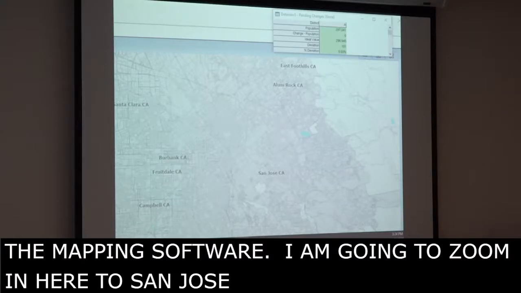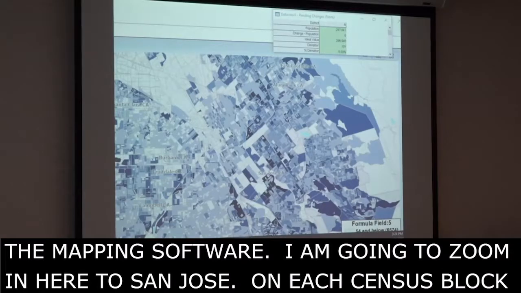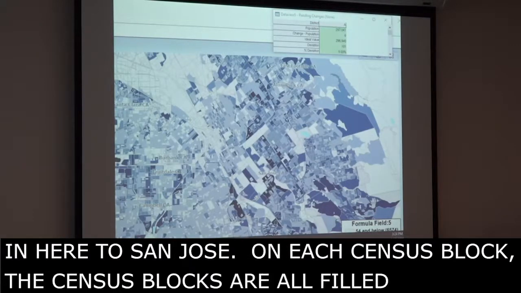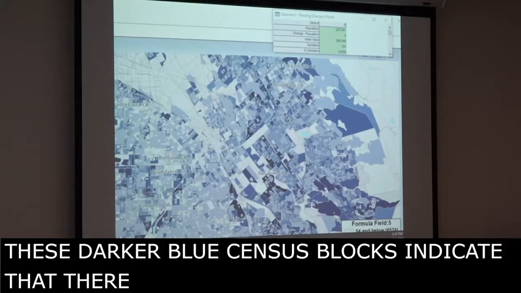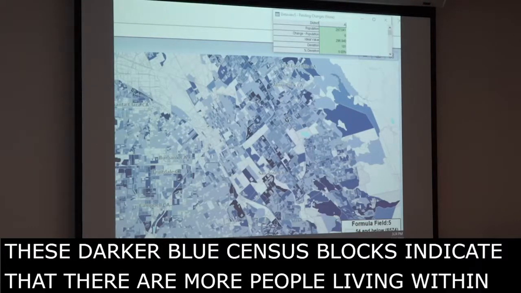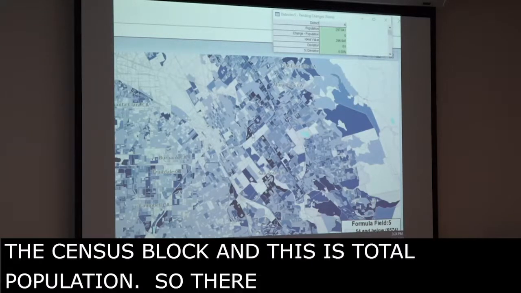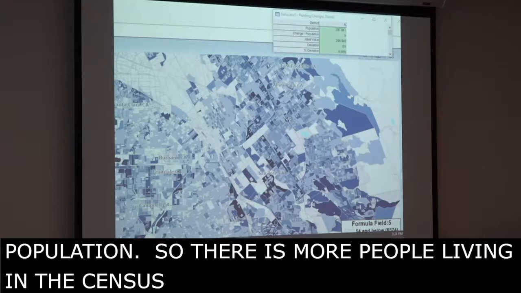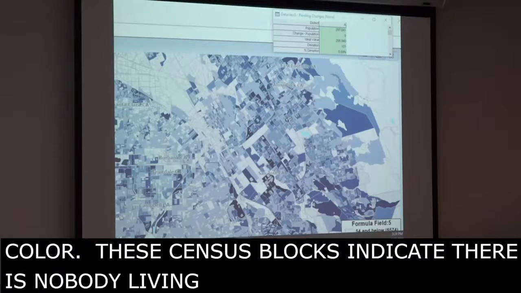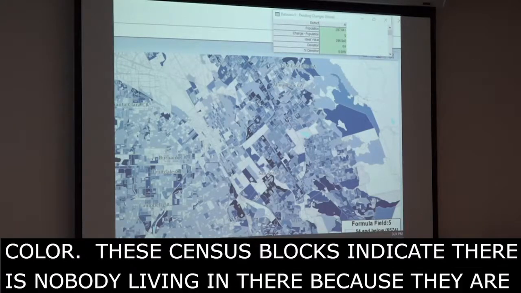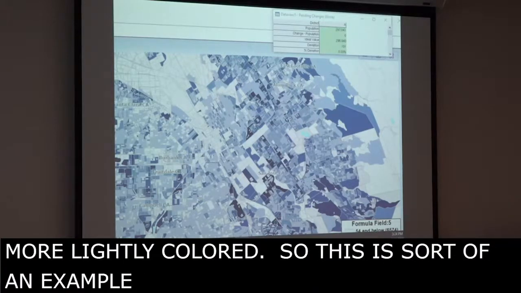And on each census block, the census blocks are all filled in, and these darker blue census blocks indicate that there are more people living within the census block, and this is total population. So there's more people living in the census blocks that are darker colored. These census blocks indicate that there's nobody living in there because they're more lightly colored. So this is sort of an example of population density.